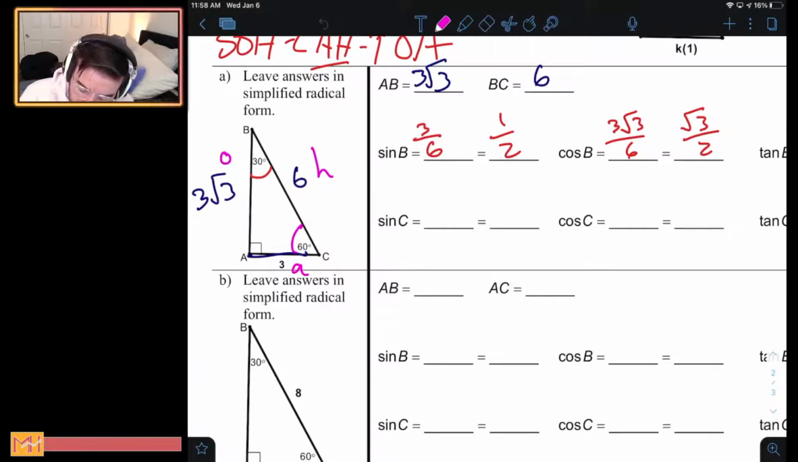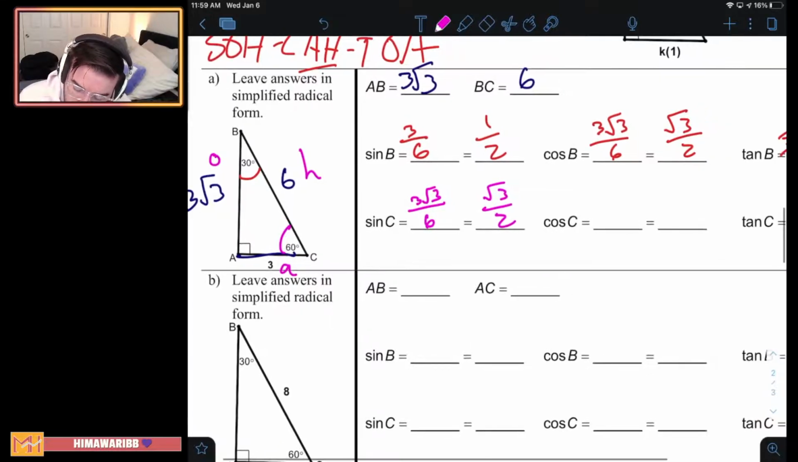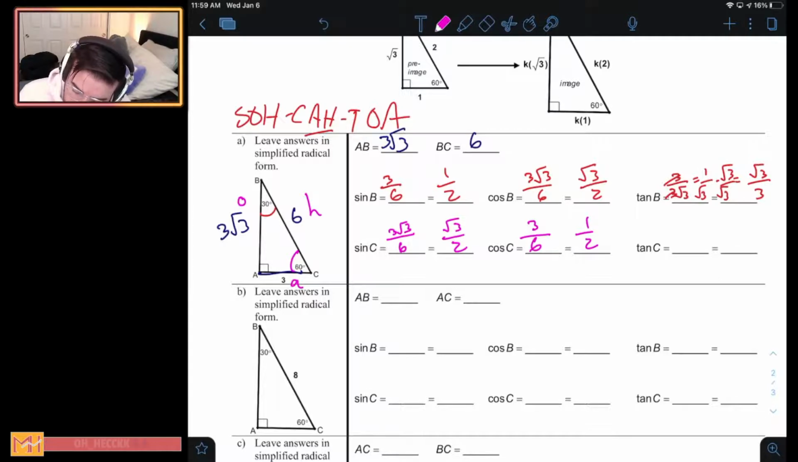So opposite of C is 3 root 3 over hypotenuse, which is 6, and we get root 3 over 2. So those are different, right? The sine values aren't the same here. Cosine of C is adjacent, 3 over hypotenuse, 6, and we end up with a half. And then tangent is opposite over adjacent, which is 3 root 3 over 3, which cancels out to become root 3 over 1.